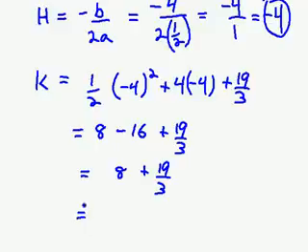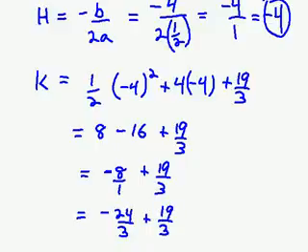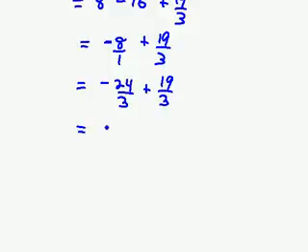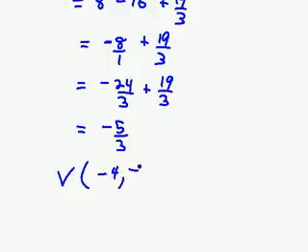Or if you get 8, that should be negative 8. If you get negative 8 in terms of the common denominator of 3, just multiply by 3 over 3 and get negative 24 thirds plus 19 thirds, which is equal to negative 5 thirds. So the vertex is negative 4, negative 5 thirds.